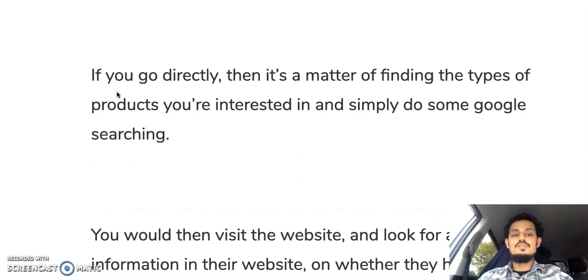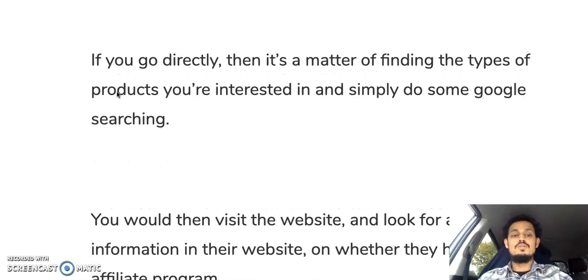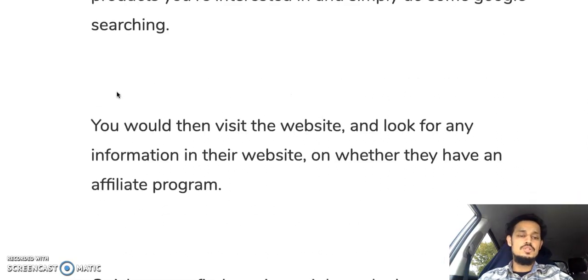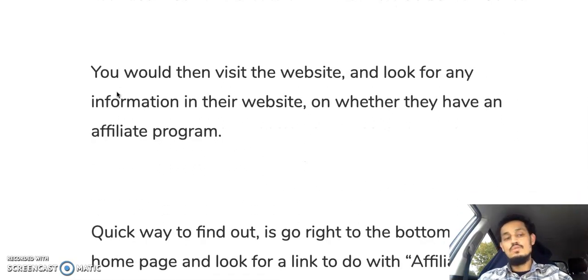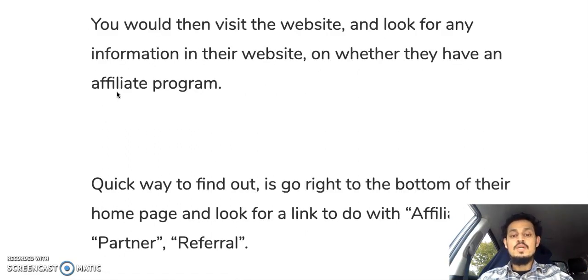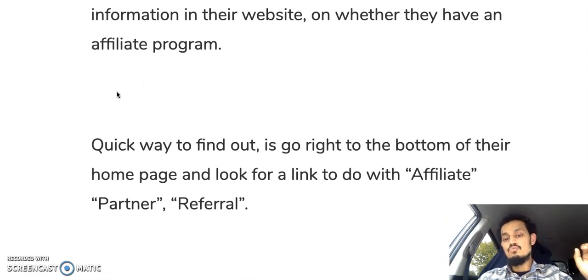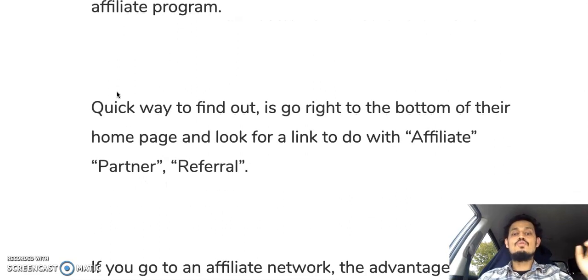If you go directly to the company, then it's a matter of finding the types of products you're interested in and simply doing some Google searching. You then visit the website and look for information on whether they have an affiliate program. A quick way to find out is to go right to the bottom of their homepage and look for a link to do with affiliate, partner or referral. Many companies who offer affiliate programs have a link at the bottom. You can check that out.